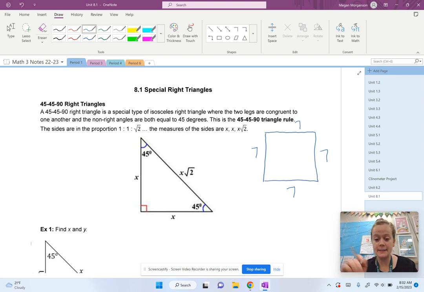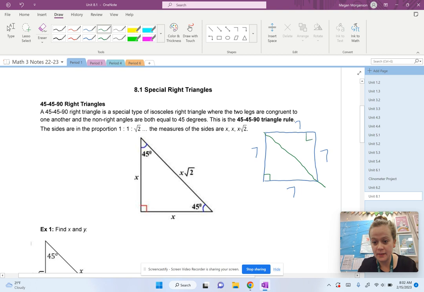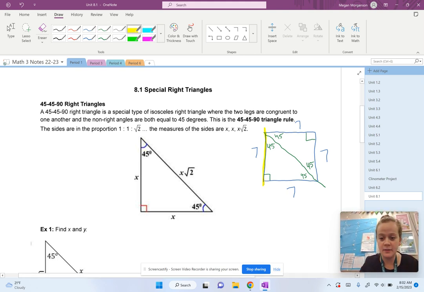It's a perfect box. So if I was to cut this square in half, just like this, ignore the wavy line. If I was to cut it in half, I hope you can see that this is still 90 degrees. This is still 90 degrees, but we've cut these two corners in half. So now this is 45. This is 45 degrees. This is 45. And this is 45.